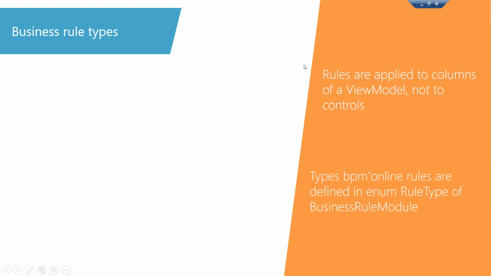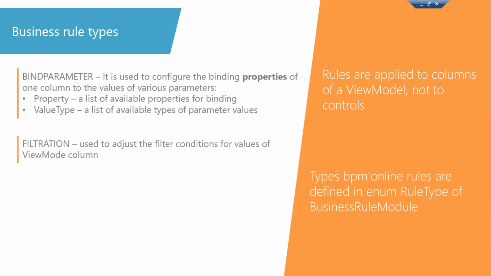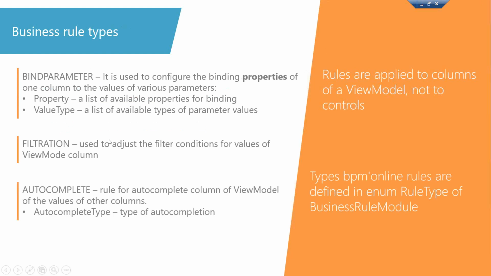You cannot use business rules for grid pages. And we have several types of business rules. Bind parameter for managing properties of columns, like visibility, mandatoriness, or enabled property, and filtration for filtering of lookup columns. Autocomplete rule is created but not used in the base product.